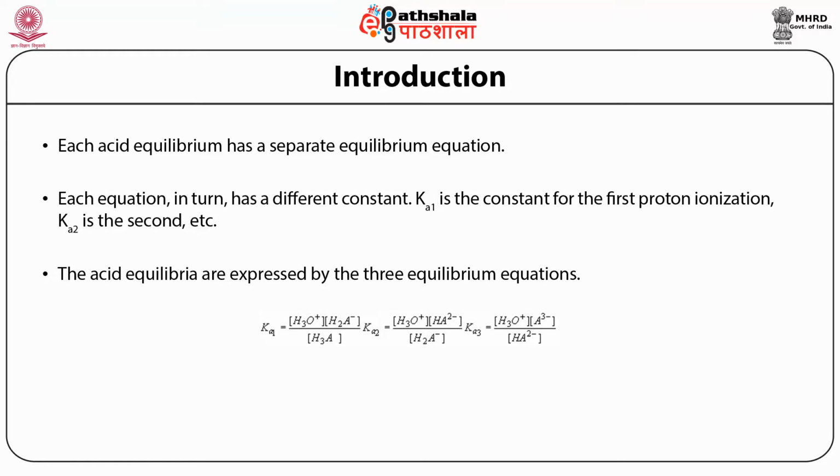Ka1 is equal to [H3O+], as you have seen in this equation, times [H2A anion] upon [H3A]. Similarly, we can write Ka2 and Ka3. For all three, these equilibrium equations can be written.